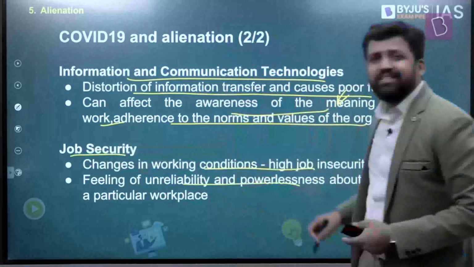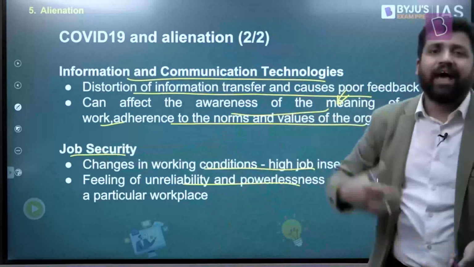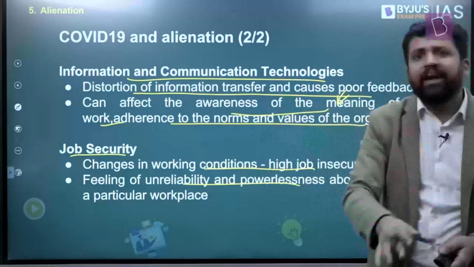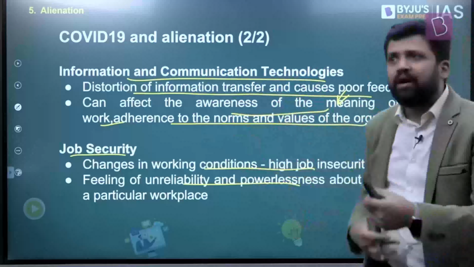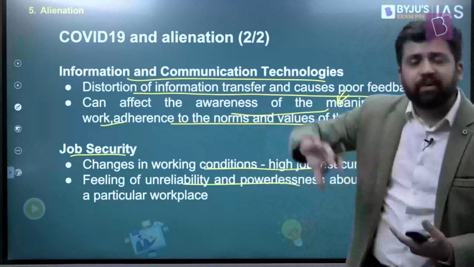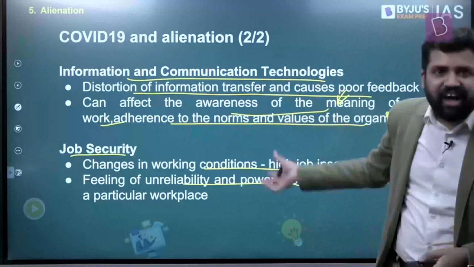Apart from that, during the pandemic, the work conditions changed massively. Job insecurity increased. All these things could have led to an increase in alienation. During the pandemic, and in fact now also, things are more or less the same. In some places, maybe people have changed the way they're working from home, or in some places people have already started working at the office. Things might change, but maybe all these factors would have led to alienation at the workplace.